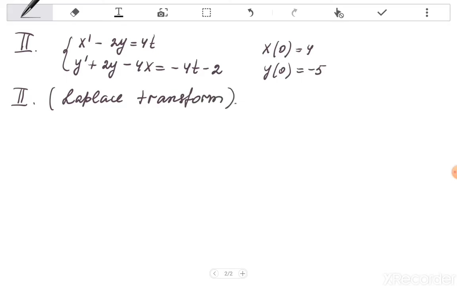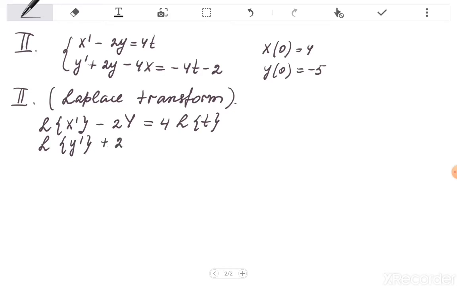So what we do, we apply the Laplace transform to both sides of the equations of the system. So the Laplace transform of x prime minus 2 times the Laplace transform of y, let's denote it by Y, is 4 times the Laplace transform of t. And in the second equation, the Laplace transform of y prime plus 2 times the Laplace transform of y, let's say just Y, minus the Laplace transform of x, let's say capital X, is the Laplace transform of t minus 2 times the Laplace transform of just the function 1.